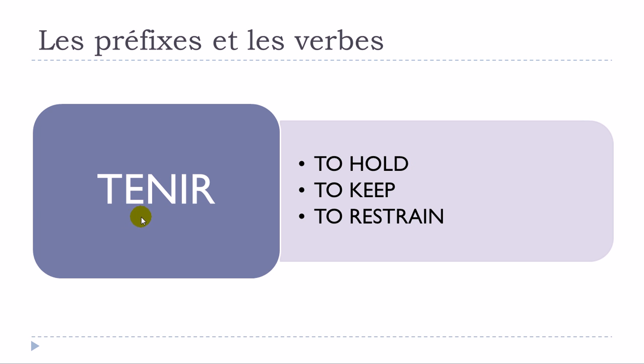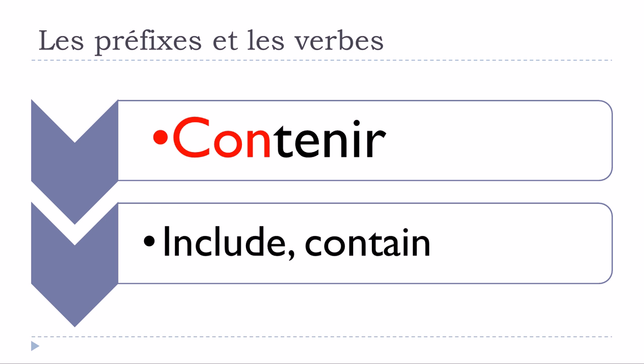It will be possible to add what we call a préfixe, so actually letters before this verb, and by adding these letters you will modify the original meaning of this verb. Let's see now a few examples. The first one, if you add the letters C-O-N, con, you will get contenir, and that's how it could be translated.